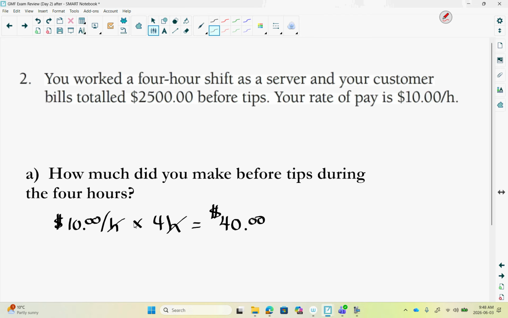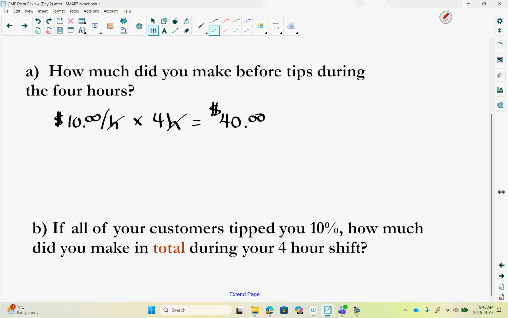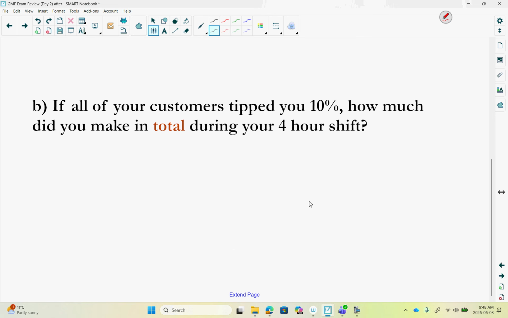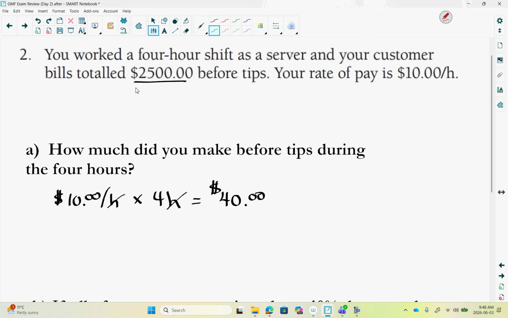Yikes. It's not even legal these days. But thankfully, they get tips. How much do they receive in tips? We looked at part B. It says if all your customers tipped you 10%, how much do you make in total during your 4-hour shift? So I actually need to figure out what 10% of $2,500 is.